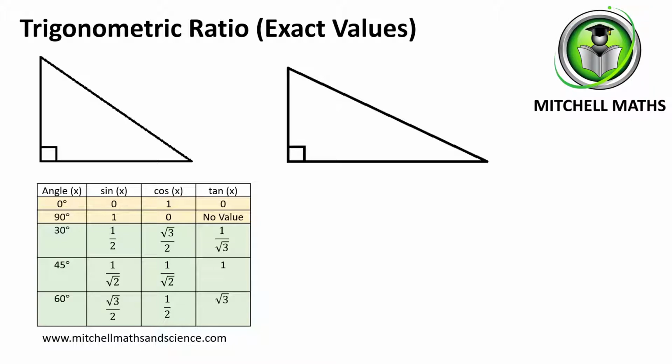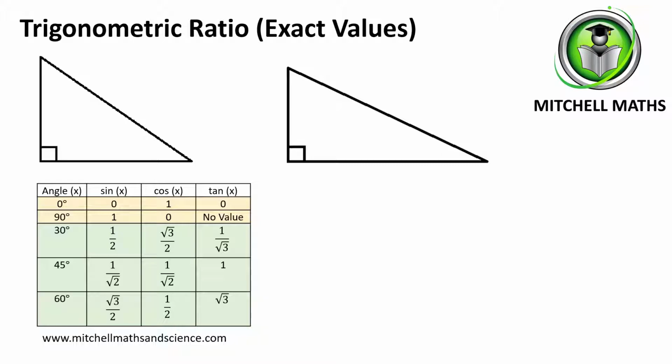Now with trigonometric ratios you have some exact values which you need to learn, which are given in the table. And there's two ways you can learn some of the values. You can either learn the triangles and work the values out from what we call special triangles, or you can learn all the values off by heart.